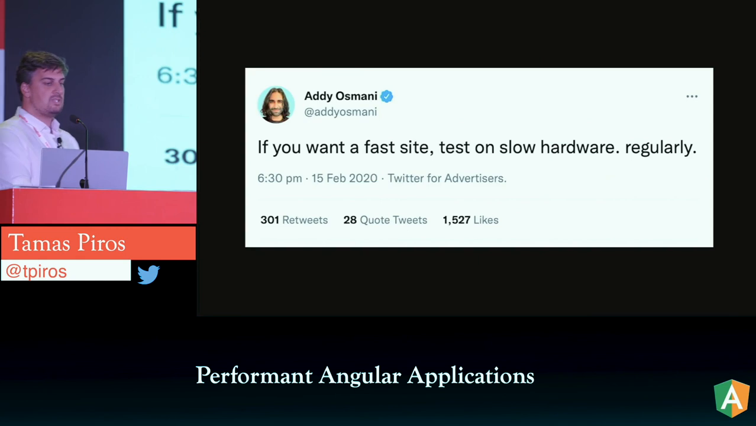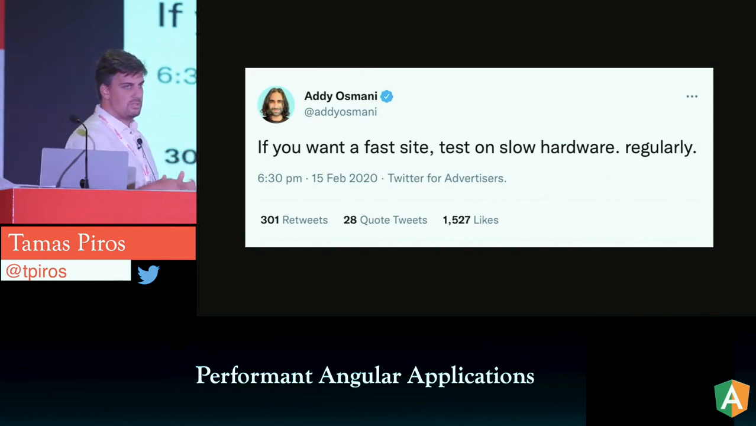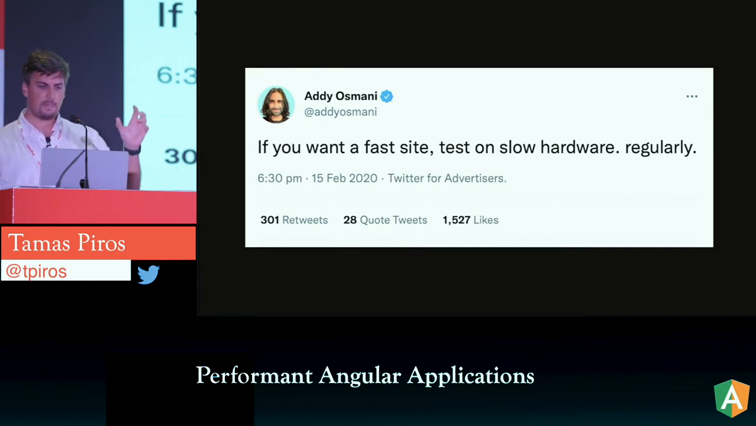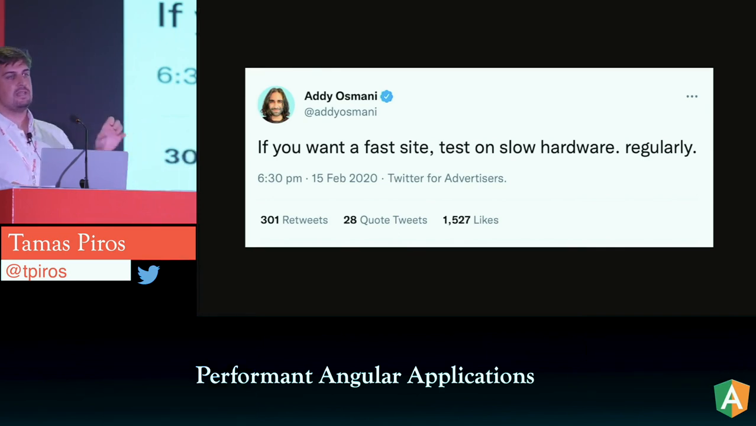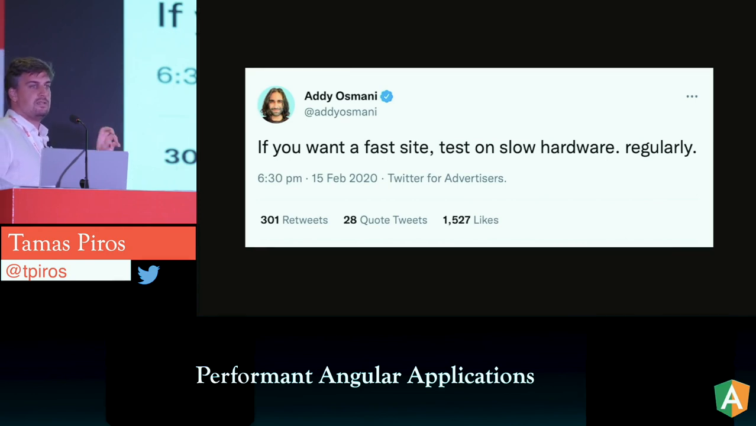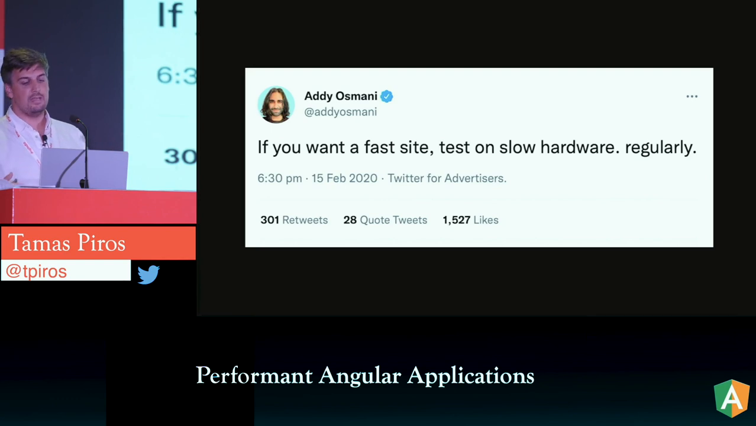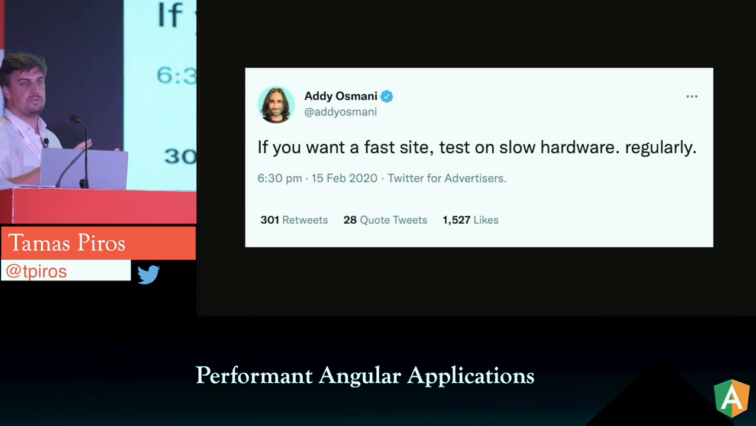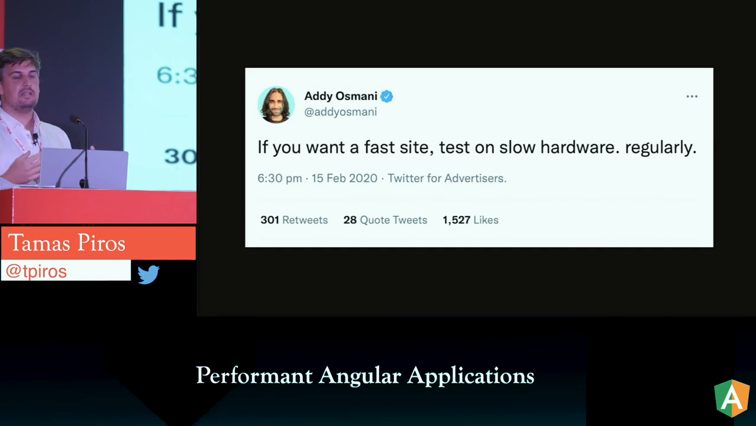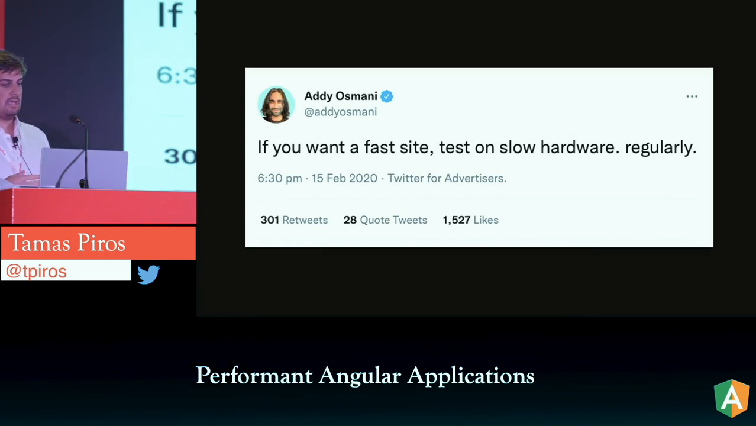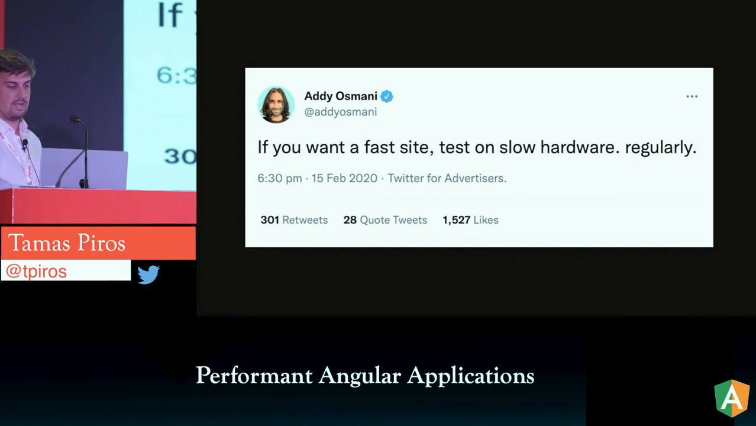And I really like this tweet from Addy Osmani, and if you don't follow him, please do. He has some very good tweets and insights into the various aspects of web performance. And he said, if you want a fast site, test on slow hardware regularly. And I think this is true because sometimes as developers, we're just used to having the latest MacBook with an M2 chip and an iPhone or a very high-end Samsung device. That's not realistic. That's not going to be the user base that you're targeting when it comes to your application, okay? So try to test on slow hardware and try to do your tests regularly.